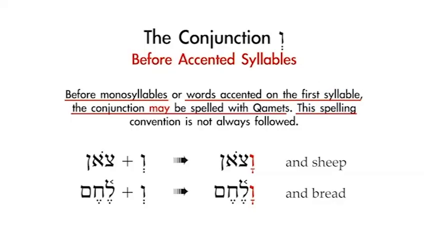So that's why I say this spelling convention is not always followed. So in our two examples, we have the monosyllabic noun zera. And when prefixed with the conjunction wow, it's spelled with the qamets in the open pretonic position. And here we have the segolate noun that has the initial accent. It's a two-syllable noun accented on the first syllable. And that environment also provokes the spelling of the conjunction as qamets. Now again, I want you to think of this as a spelling possibility, but it doesn't always occur.